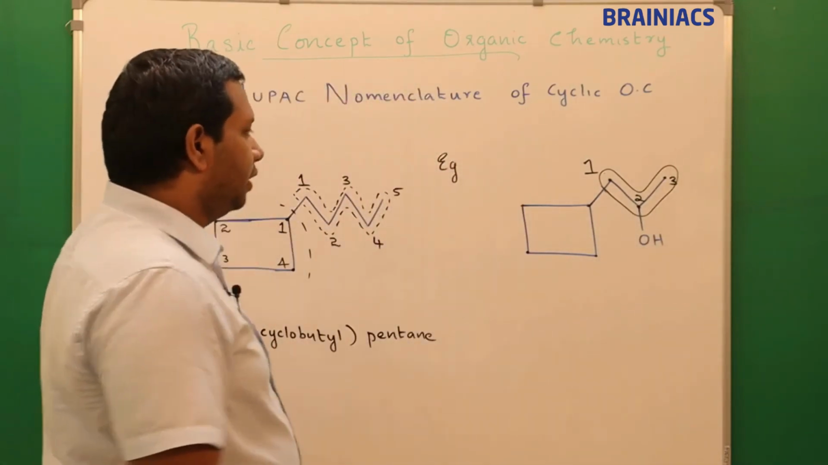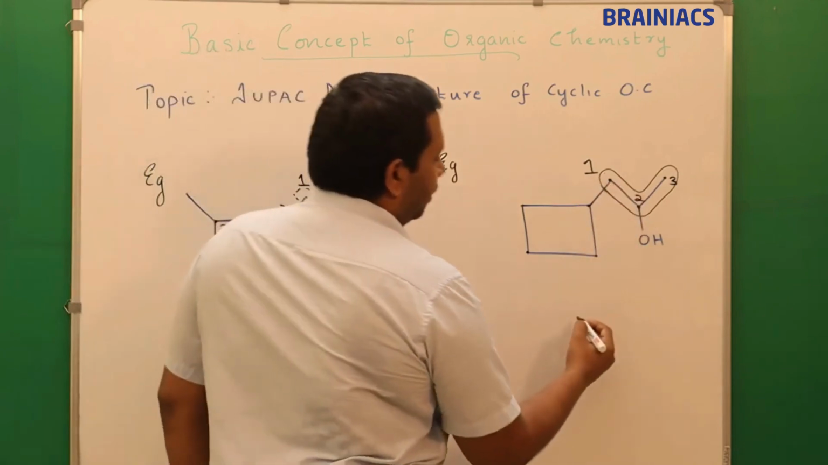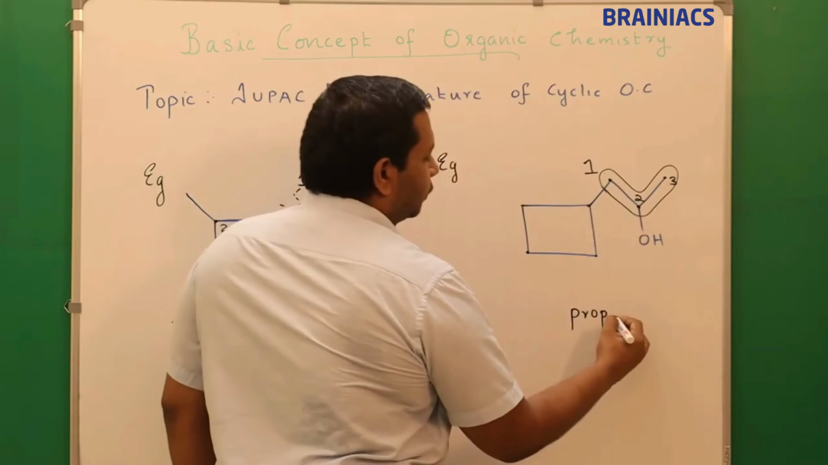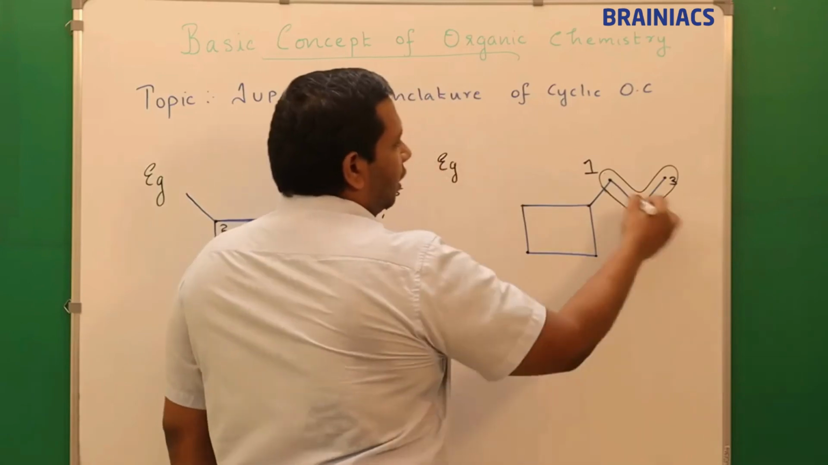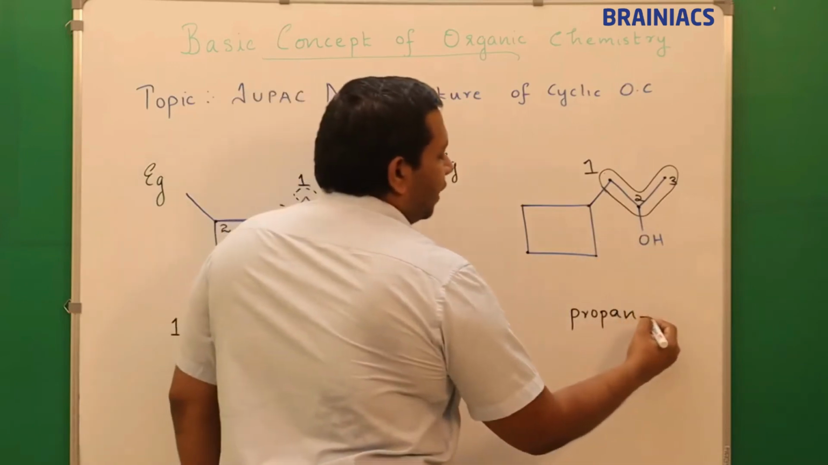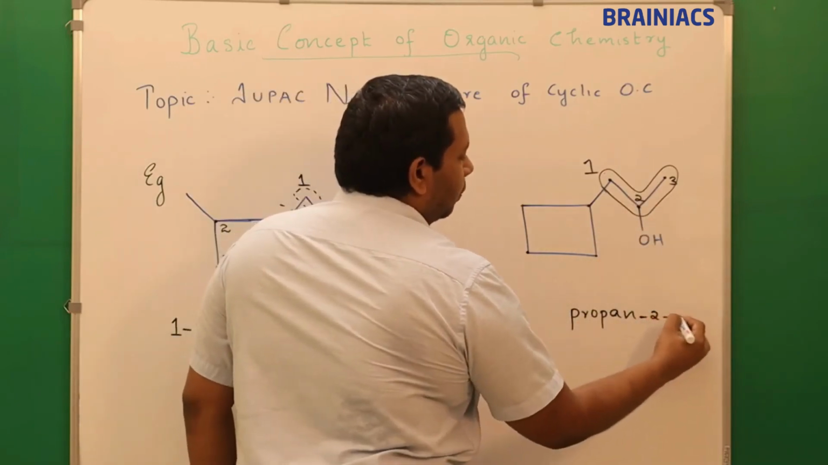Now start doing it. So I know that the parent chain is prop, correct, 3 carbon atoms. At second position, all are linked by single bond, so I will write propan, then hyphen. At second position there is an ol, propan-2-ol.